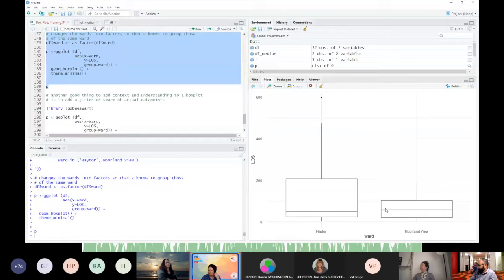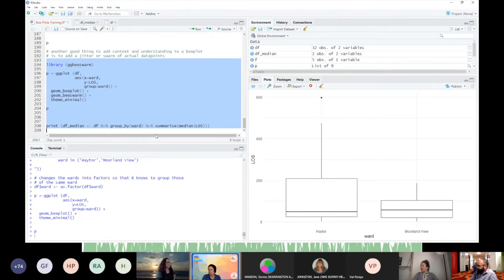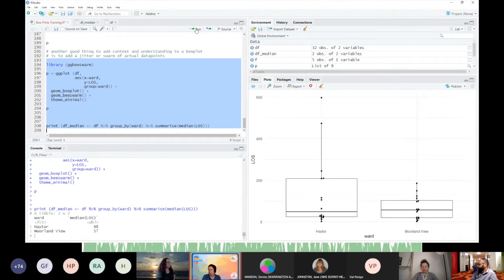But we can see that there is considerable difference in the actual spread and the distribution of those lengths of stay. What can make it a little bit easier to see is if you can plot on the individual patients as well. So let's do that by way of a jitter. So we can see those now. Each dot is an individual patient, and we can now see that spread of the distribution. So in Haytor, our median is 48. In Moreland View, it's 57. But like I say, you can see there's a real difference in that spread of distribution. And we can also see that Haytor has got some massive outliers compared to Moreland View.